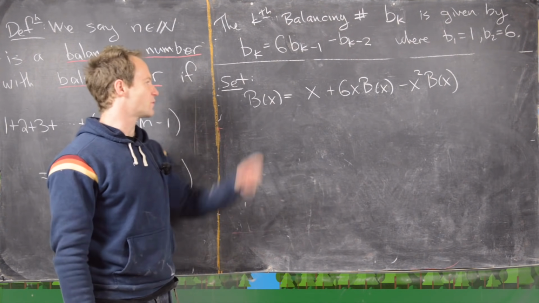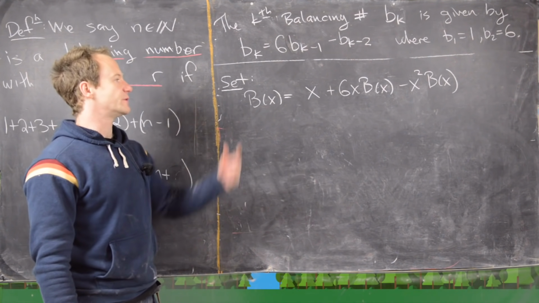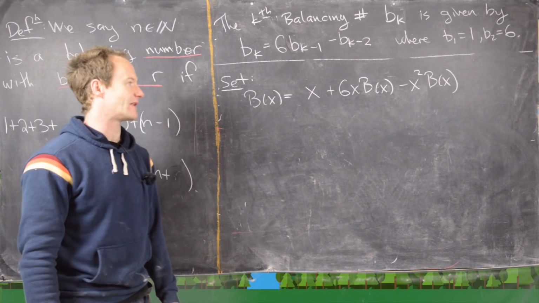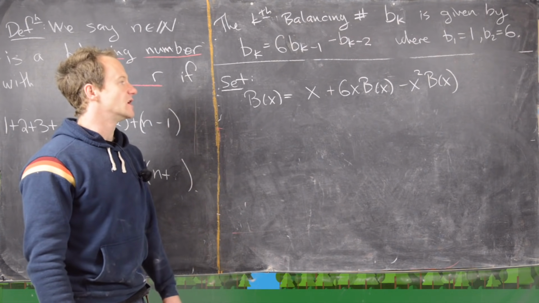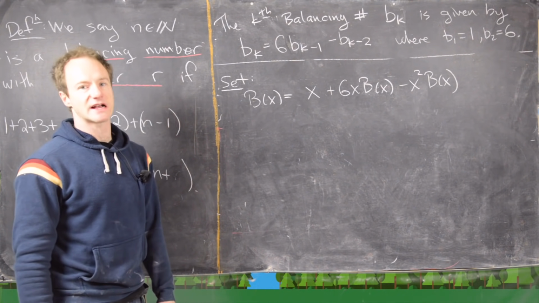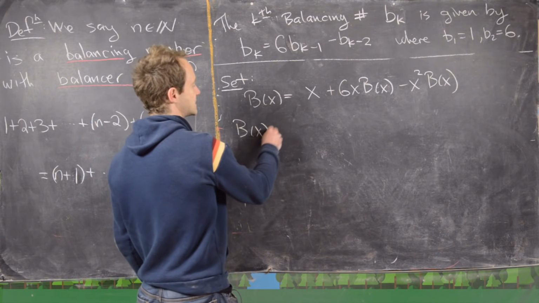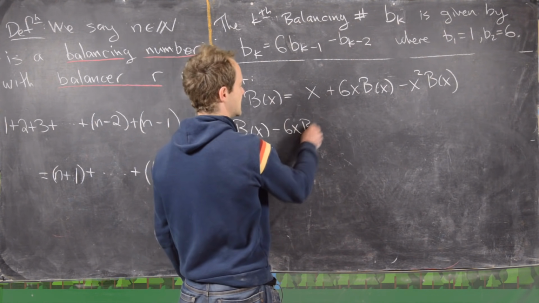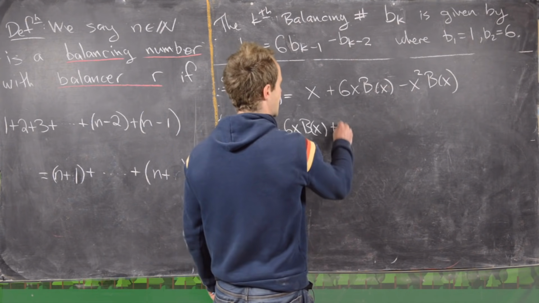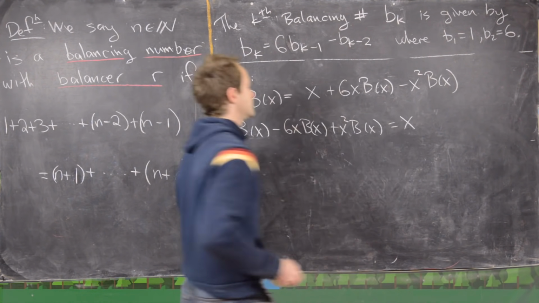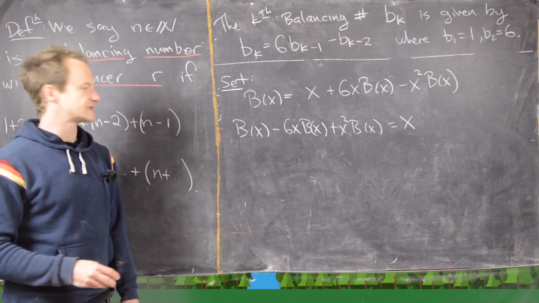Okay, so on the previous board we left off at this point, so we've got this functional equation for our generating function for our balancing numbers. So now notice we can move all of the terms with b of x over to the left-hand side of the equation. So that'll give us b of x minus 6x b of x plus x squared b of x equals x. So that's all that's left on the right-hand side of the equation.